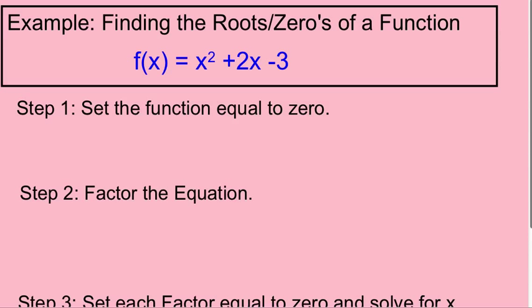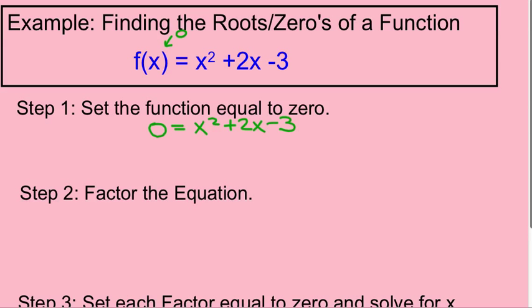Here's an example. We have a quadratic function, f of x equals x squared plus 2x minus 3. And we want to find the roots or the zeros of the function, which will then be our x-intercepts. So we're going to set this function equal to 0. So this is going to be replaced with a 0. So 0 equals x squared plus 2x minus 3. Now we're going to factor it.